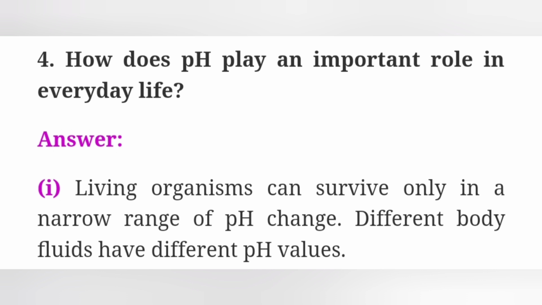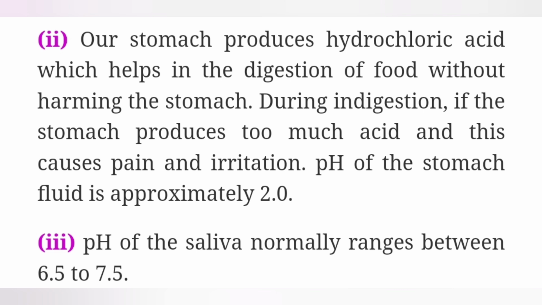Fourth question, how does pH play an important role in everyday life? Answer, first point, living organisms can survive only in a narrow range of pH change. Different body fluids have different pH values. Second point, our stomach produces hydrochloric acid which helps in digestion of food without harming the stomach. During indigestion, the stomach produces too much acid and this causes pain and irritation.